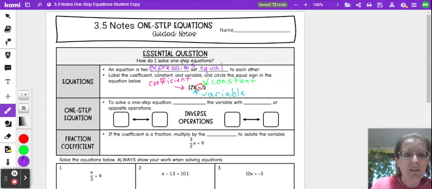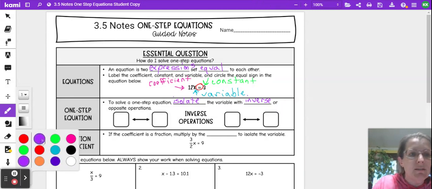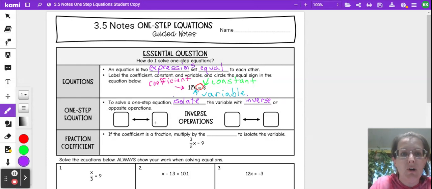In order to solve one-step equations, our goal is to get the x by itself. So the word that is always used in algebra is to isolate. You're going to isolate the variable by using inverse operations. And inverse means opposite operations. So our goal is to get the variable all by itself using its opposite. We've been talking about this all year.